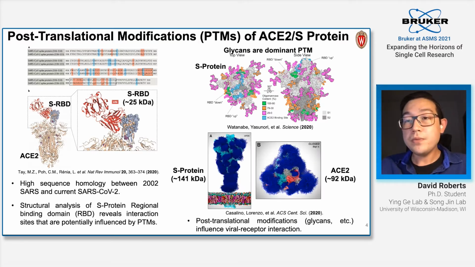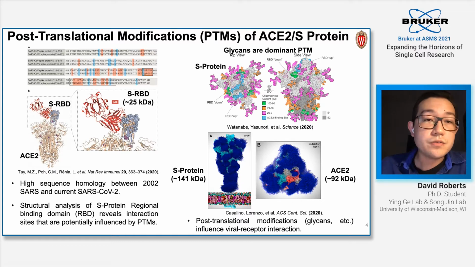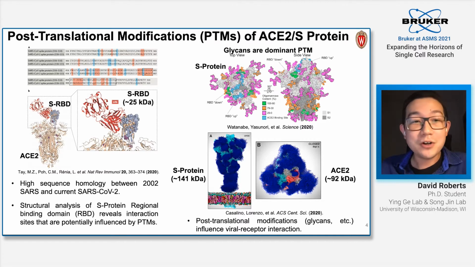Taking a step further, Rommie Amaro's group at UC San Diego has recently shown that post-translational modifications, in fact glycans themselves, likely induce viral receptor interactions. And as you can see from this zoom out of the S protein and ACE2, those blue spheres you're seeing around the protein surface are just representing the glycans. And so it's really a jungle of many different modifications, and it really raises the question of how these PTMs influence the actual viral biology.